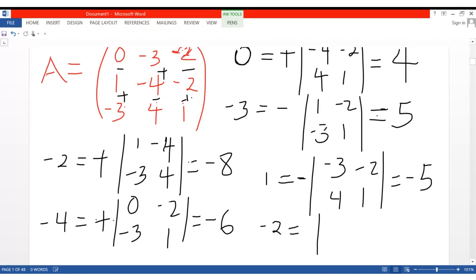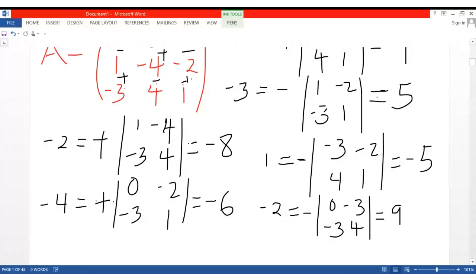So I'll go to element negative 2. I block, and I remain with 0, negative 3, negative 3, and 4. If I multiply, the sign for negative 2 is negative. So I should end up with, am I correct? That is 0, negative 3, negative 3. That's correct. So I'm getting 0 minus 9, that is negative 9. So the sign will be positive because of the negative.